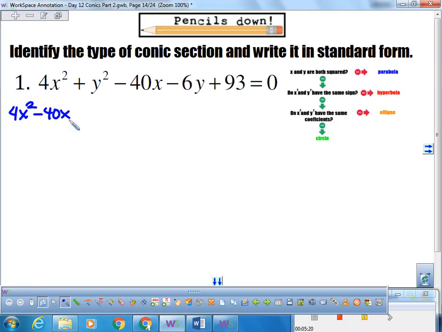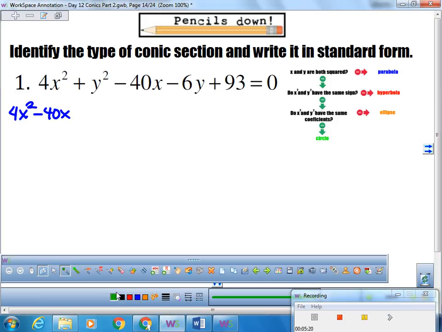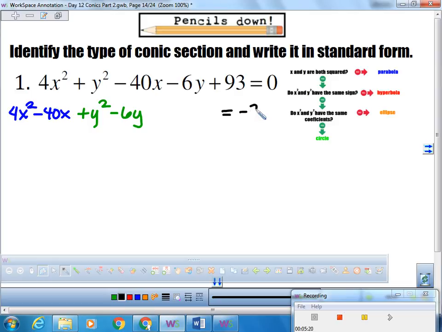I'm going to leave this for now because I've got a coefficient here. I'm going to have to pull that coefficient out. So let me just leave that for a second. Then I've got y squared negative 6y, all equal to negative 93. Did I take care of everybody?